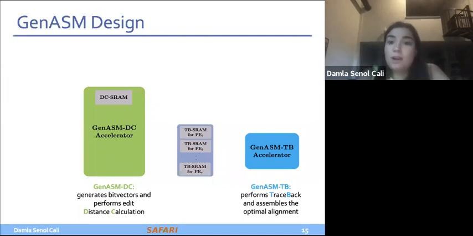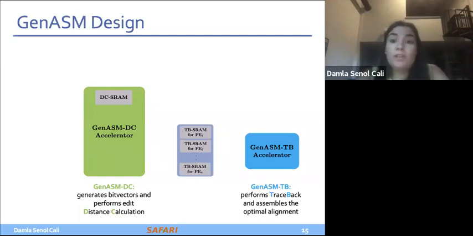So DC SRAM is for writing the intermediate data required for DC execution, and TB SRAMs are for writing the bit vectors generated during DC execution, which will be later used in the TB execution. So in order, DC and TB accelerators are tightly coupled with each other during execution, so we have to put them near each other, and we can port our accelerators anywhere in the system.